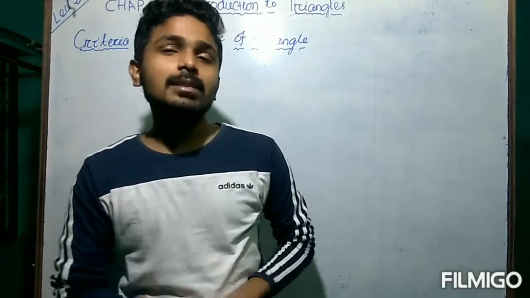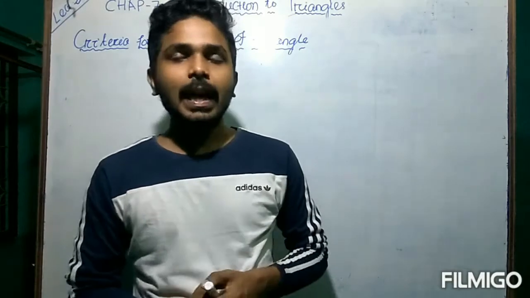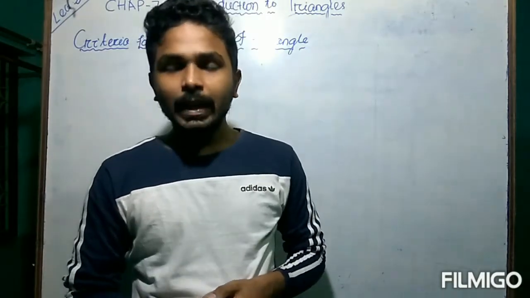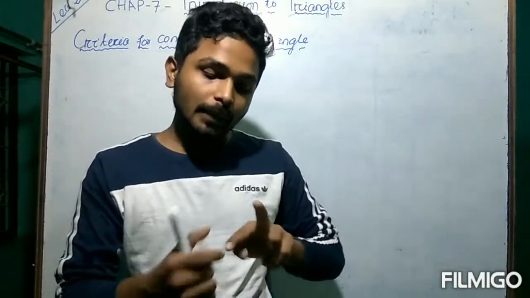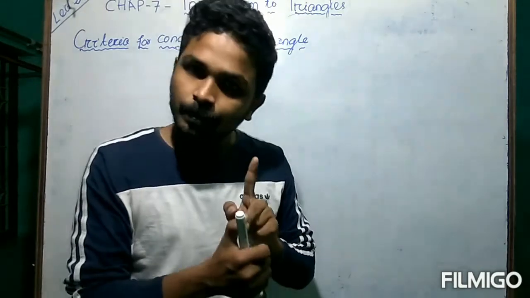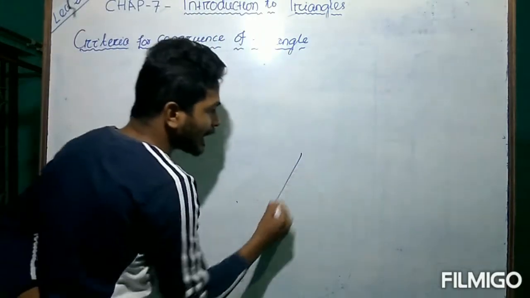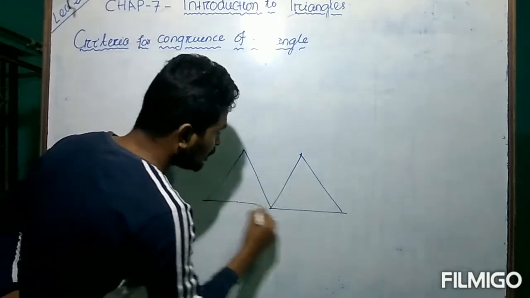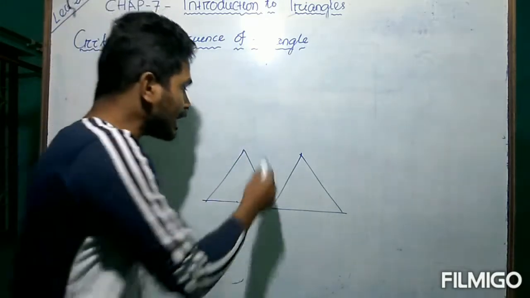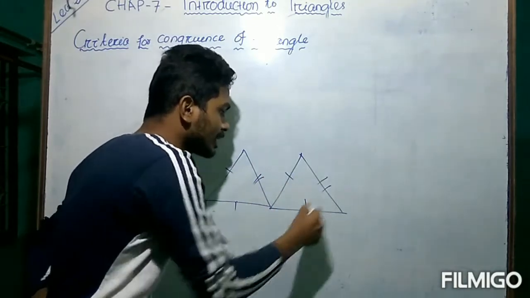Good morning students, welcome back to lecture number 2 of chapter 7. In lecture number 1 we discussed the congruency of two figures, right? We discussed that two figures are said to be congruent if they have the same shape as well as the same size. Then we also discussed that two triangles are said to be congruent if they have the same shape and the same size.